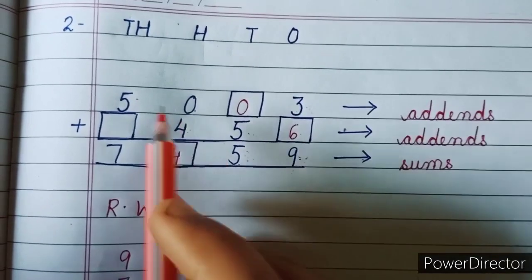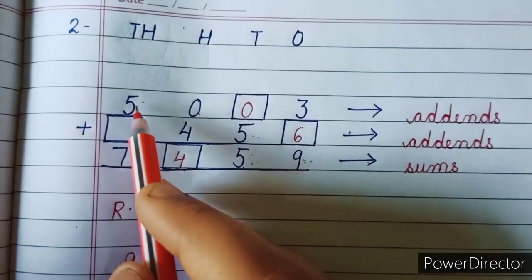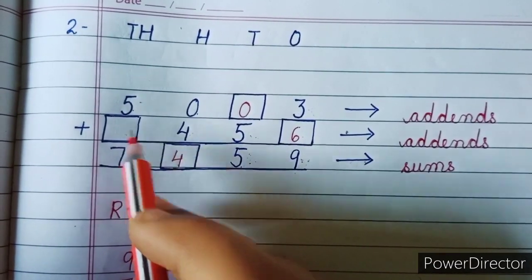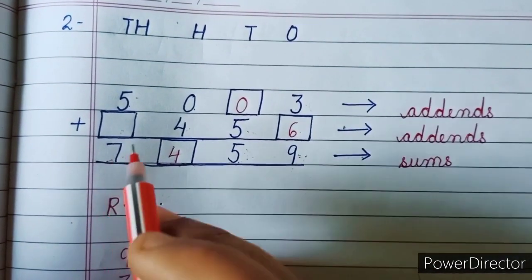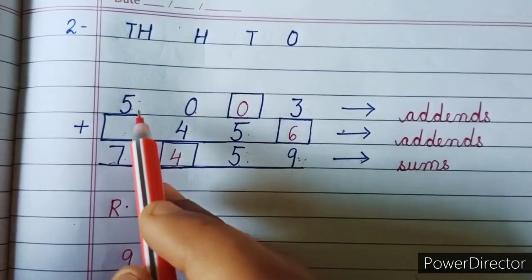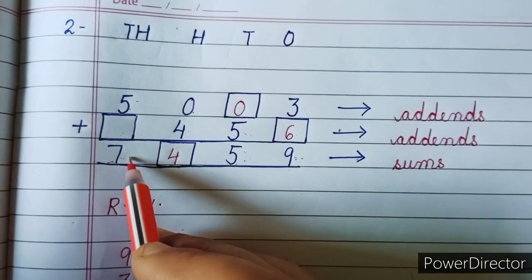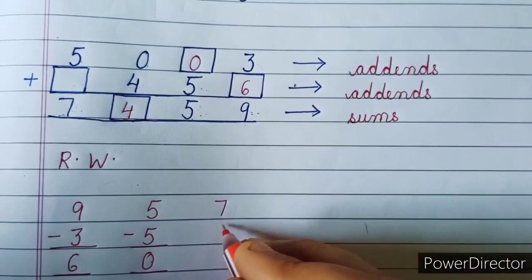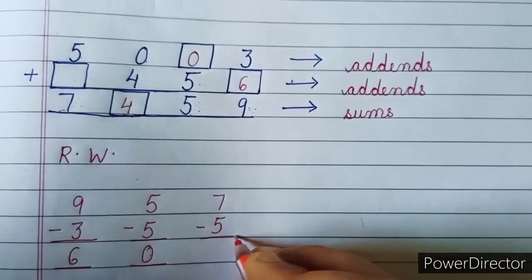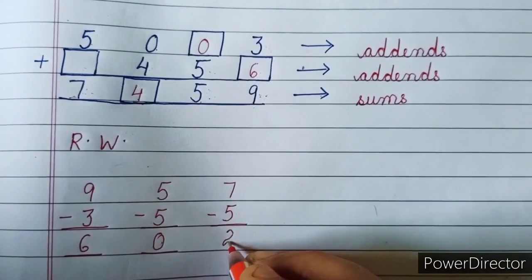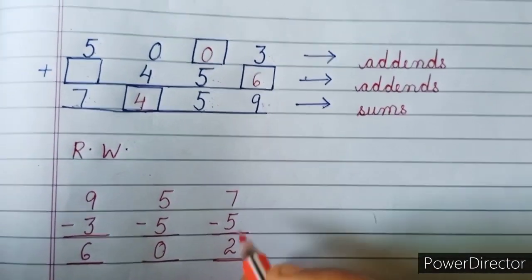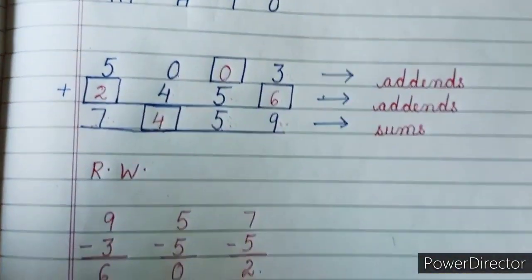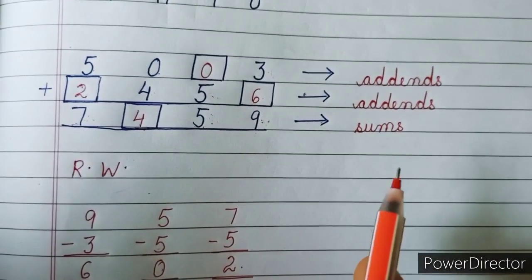Okay. See, thousands column. Here 5 is written, the box down is empty and the answer number is 7. So in this case we will subtract the addend number from the answer number, that means 7 minus 5. 7 minus 5 is 2. So this 2 will be written in this box. Is that clear? Okay.